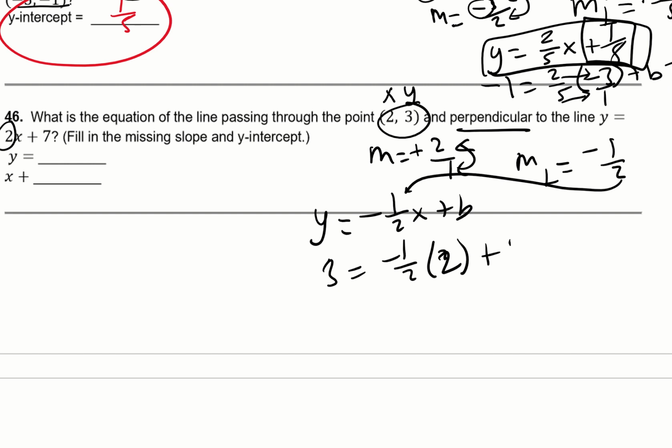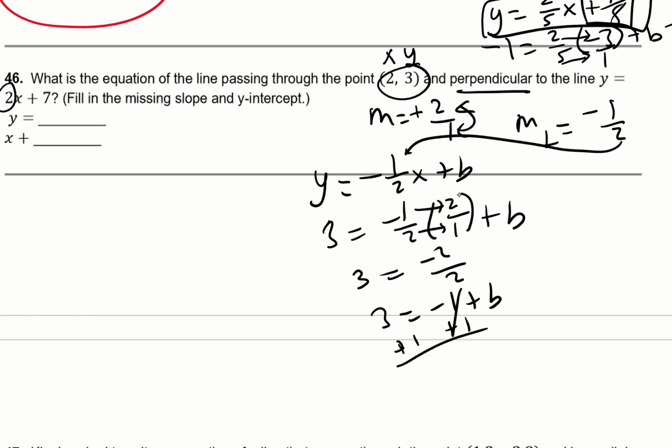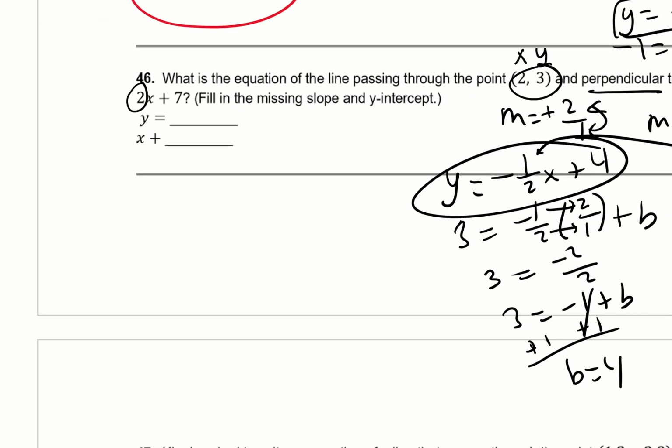X is 2, y is 3. Now I'm going to put this over an invisible 1, multiply straight across, and that gives me -2/2. -2 divided by 2 is -1. And I can add 1 to both sides. And so I get b is 4. Then I can replace this with my equation for b. And we got our equation for the line.